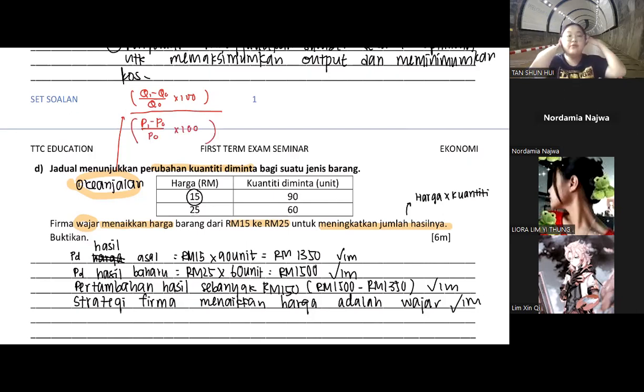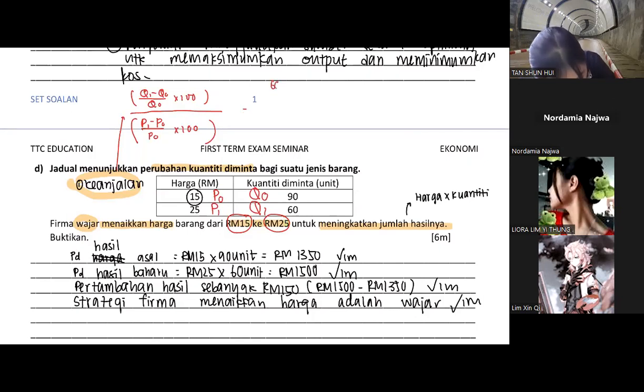Okay, these are the formulas. Now, for keanjalan, if you relate to it already, you have to plug in the values. They say I increase the price from 15 to 25. 15 is the original price, 25 is the new price. 90 is the original quantity, 60 is the new quantity. So I'm going to plug in my figures.